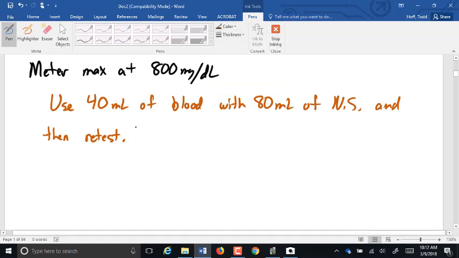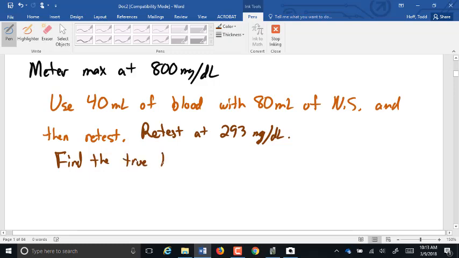So we retest, and it retests at 293 milligrams per deciliter. We want to find the true level. So find the true reading.